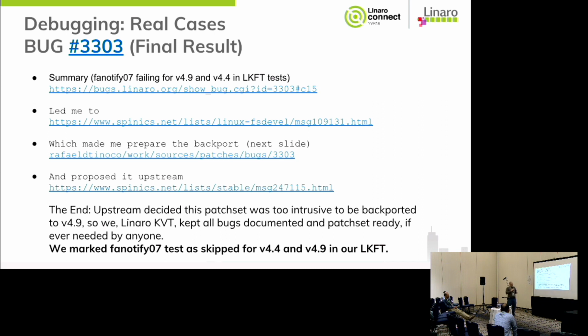So let's say, for example, Red Hat or SUSE or Canonical wants to fix this interface for the kernel 4.9. The patch set is there, all the discussion is there, the explanations are there. And I learned that this particular interface is broken for 4.4 and 4.9. And then we skipped the test for this particular test. And this is just one of 15,000 tests that we are doing.